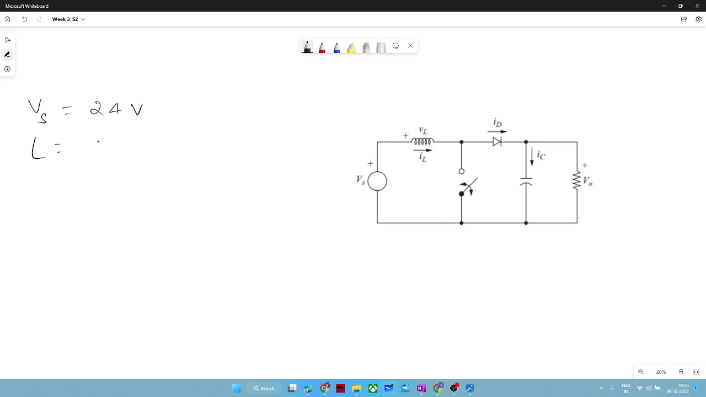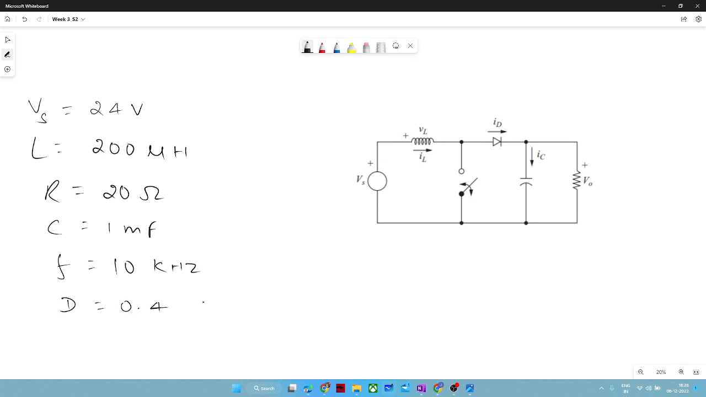L inductor is given 200 microhenry. Resistor value is 20 ohm. Capacitance is 1 millifarad. And switching frequency is 10 kilohertz. And duty ratio of this switch is also given, that is 0.4. Okay.